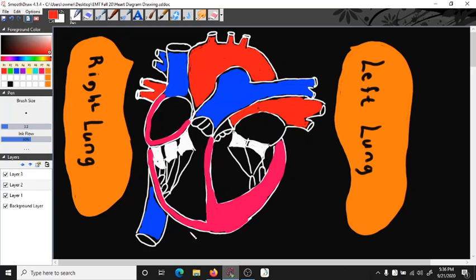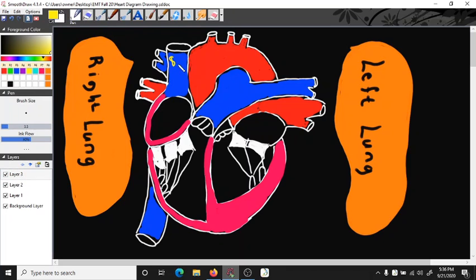Now here's this crazy drawing I've just done. Okay. All right, so let's talk about how that blood flows through the heart to the lungs, and back to the heart.